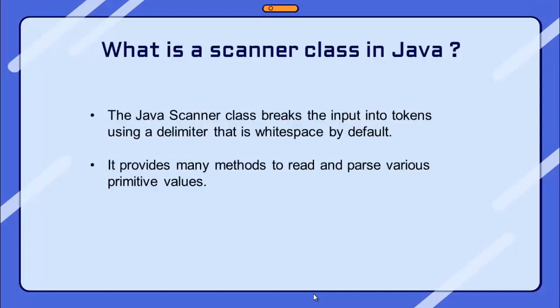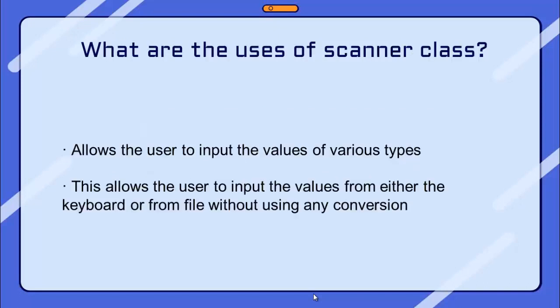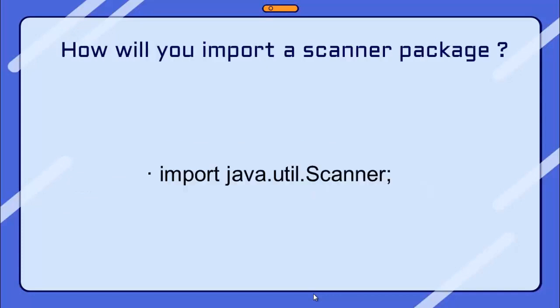Scanner classes. What is a scanner class in Java? The Java Scanner class breaks the input into tokens using a delimiter, that is white space by default. It provides many methods to read and parse various primitive values. What are the uses of scanner class? It allows the user to input data values of various types, from either the keyboard or a file, without using any conversion.